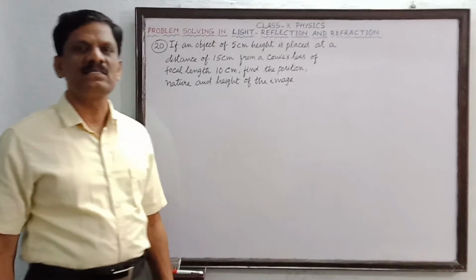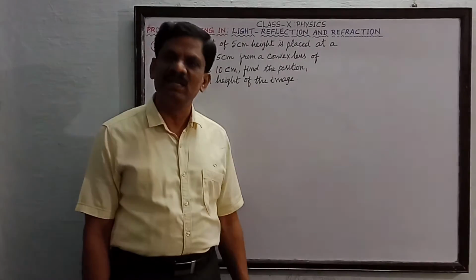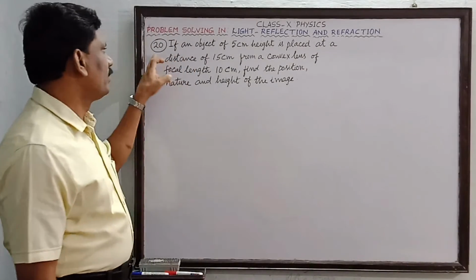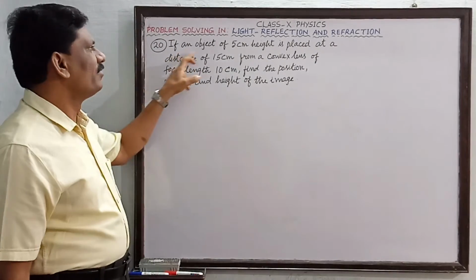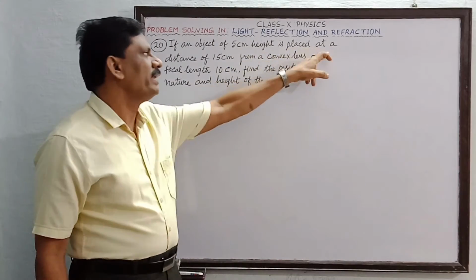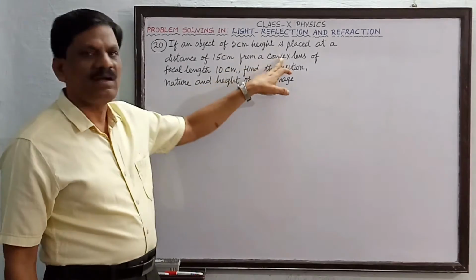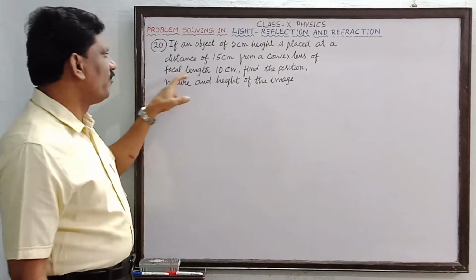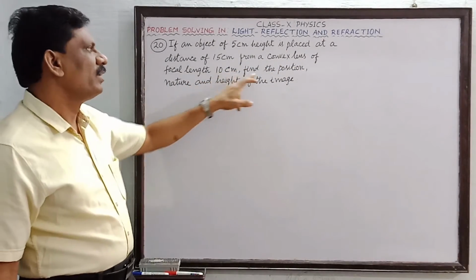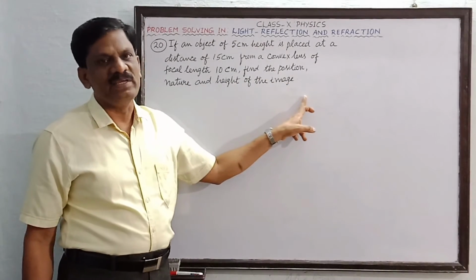Hi, good morning students. Today we are going to solve some numerical problems on spherical lenses. Problem number 20 is: if an object of 5 centimeter height is placed at a distance of 15 centimeter from a convex lens of focal length 10 centimeter, then find the position, nature and height of the image.